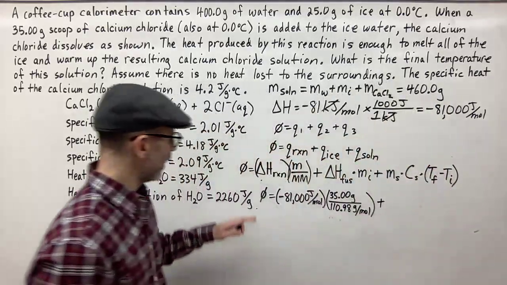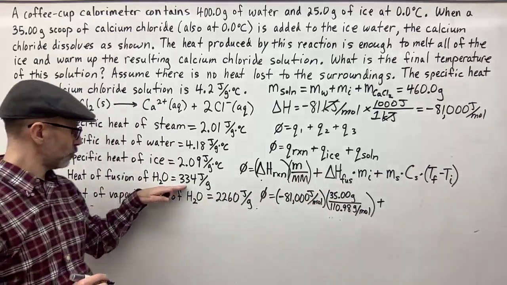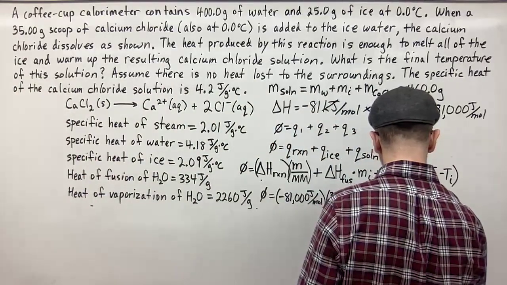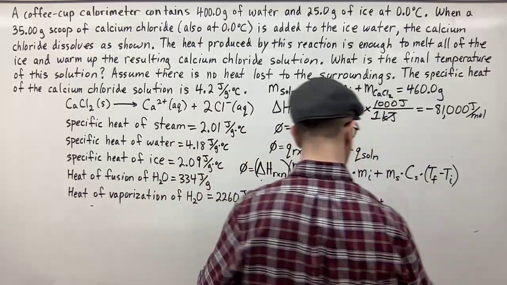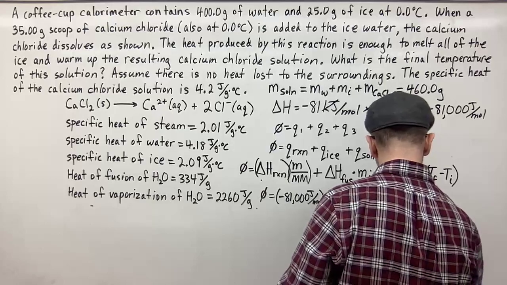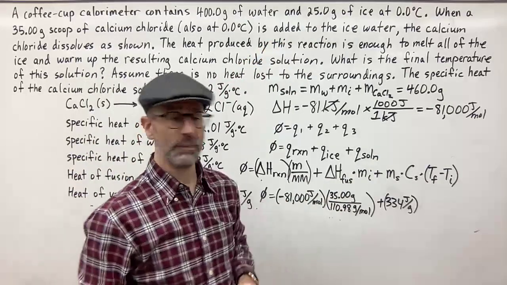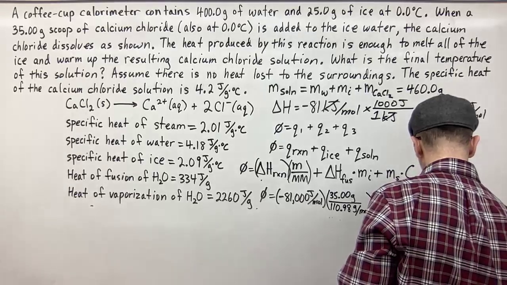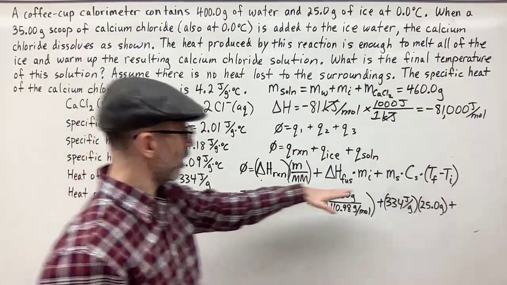And we're going to add to that this one, so the heat of fusion, which is 334 joules per gram. So 334 joules per gram. And that's going to be multiplied by the mass of the ice, which we're told is 25.0 grams. So 25.0 grams.